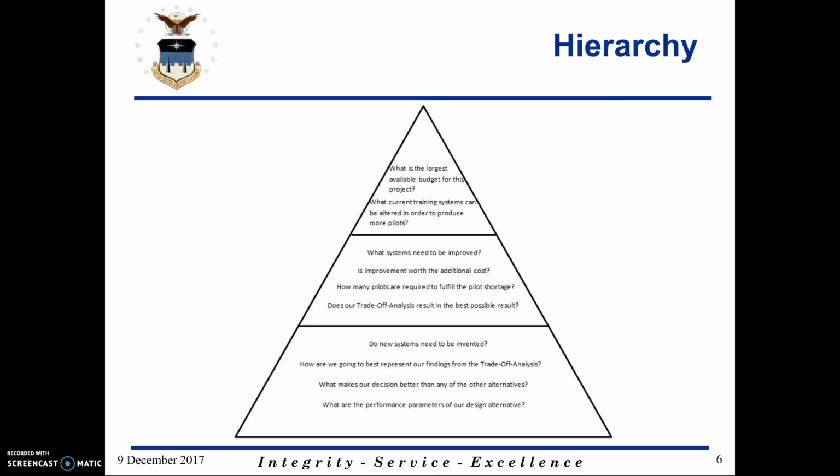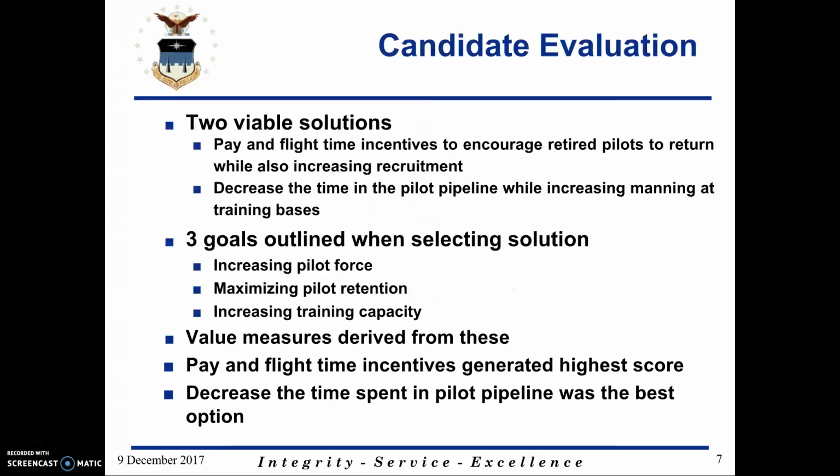So here's our decision hierarchy. We started with a couple questions. For example, we needed to ask ourselves if indeed new systems needed to be invented. If not, what systems needed to be improved? And lastly, something we needed to understand was what was the largest available budget for this project.